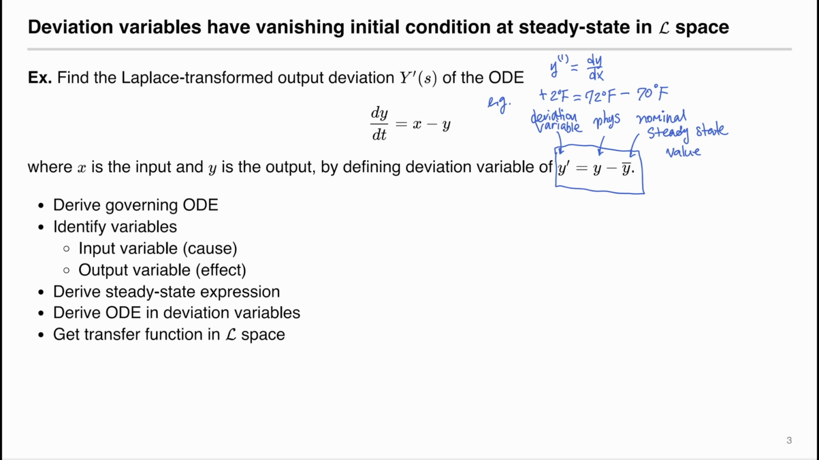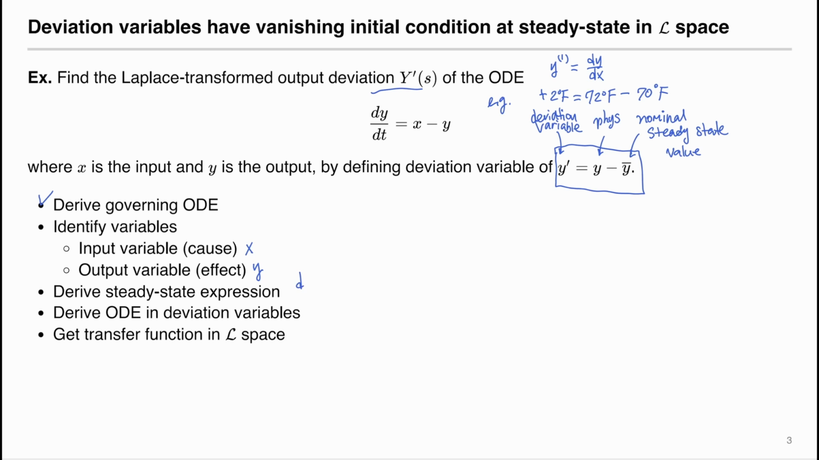And why do we want to use it? I will demonstrate now the advantage of using deviation variable by solving the exact same ODE using output deviation. Similarly, we are given the governing ordinary differential equation. The x is the input cause and y is the output effect. We want to first define the steady state expression from this ODE.